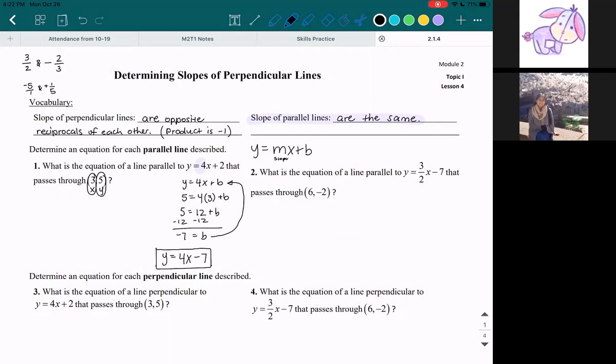All right, now that we are unpaused, we're going to double check your answer for number 2. So number 2 says, what is the equation of a line parallel to y is equal to 3/2 x minus 7 that passes through the point (6, -2)? So we're going to keep the slope the same because we have a parallel line. I'm going to highlight that. The 3/2 stays as 3/2, okay? And then we're going to plug in this point. Here's your x, here's your y.